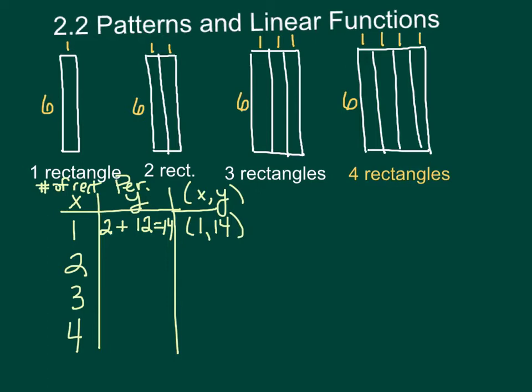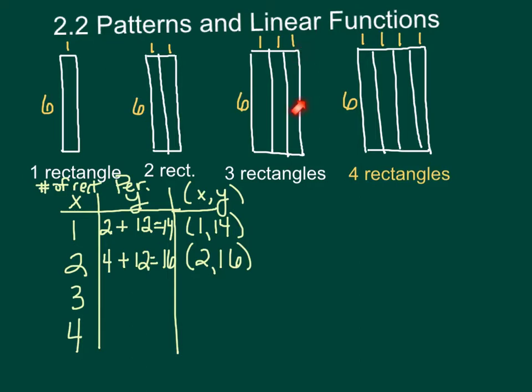Now the second rectangle. The second rectangle, what do we have? We have 1, 1, 1, and 1. So this is 1 plus 1 plus 1 plus 1. So that gives us 4 plus, what are the other two sides? 6 plus 6, which is 12. And remember, this is a big rectangle, so we do 6 plus 1 plus 1 plus 6 plus 1 plus 1. So the 6 plus 6 is 12. And that gives us 16. So we would write that as the ordered pair 2, comma, 16. 3.